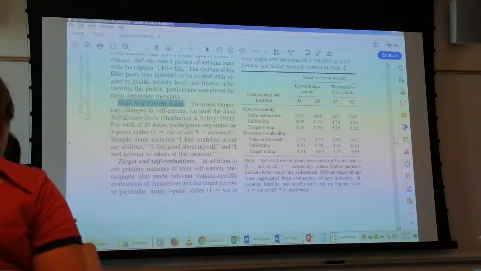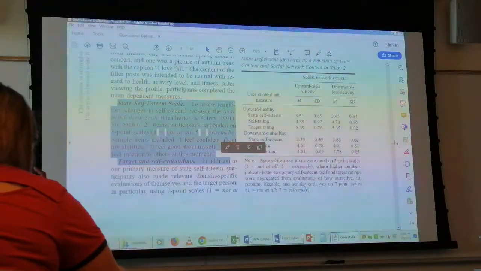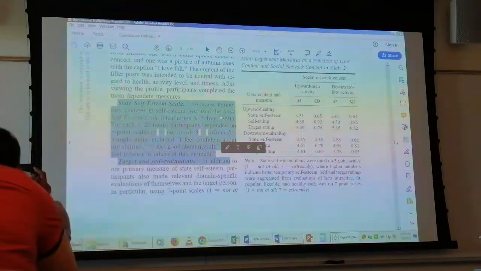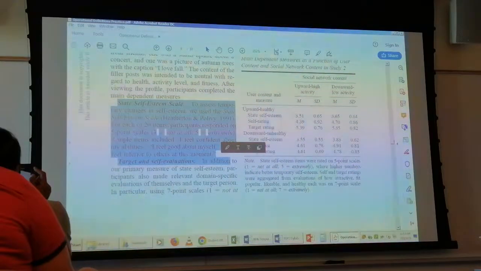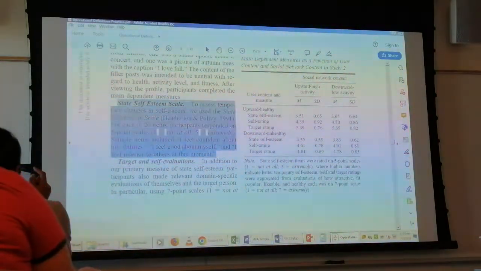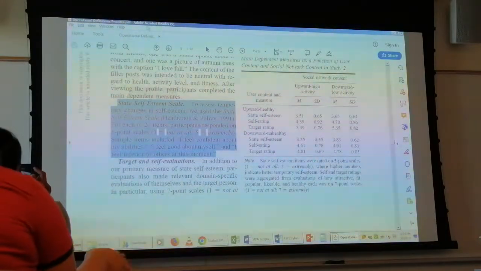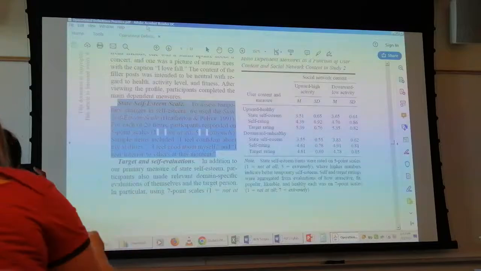State Self-Esteem Scale. To assess temporary changes in self-esteem, we use, right, operational definition of what you're doing. We use the State Self-Esteem Scale, there's a citation by the way. For each of 20 items, participants responded on 5-point scales. Sample items included: I feel confident about my abilities, I feel good about myself, I feel inferior to others at this moment. So that is the operational definition. That is the authors telling you, this is what we did with self-esteem.